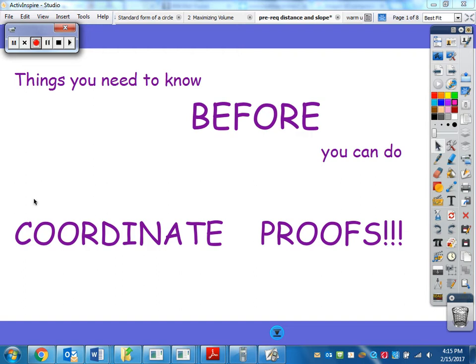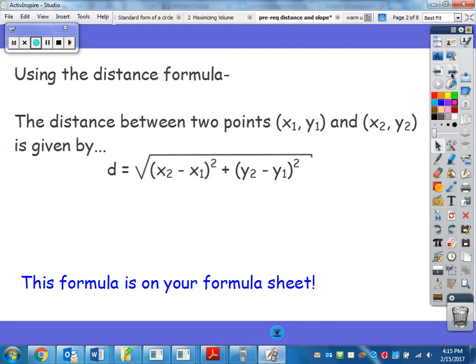Alright, in this lesson we need to look at some things that you have to know before you can do coordinate proofs. The first thing we're going to look at is the distance formula, and this is something that you've probably seen in the past. The distance between any 2 points is given by the formula d equals the square root of (x2 minus x1) squared plus (y2 minus y1) squared. That formula is on your formula sheet, so you don't have to memorize it, but you do need to make sure that you know how to plug everything in correctly.